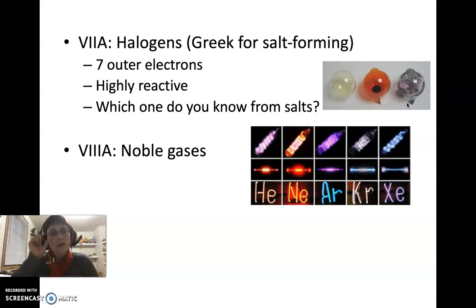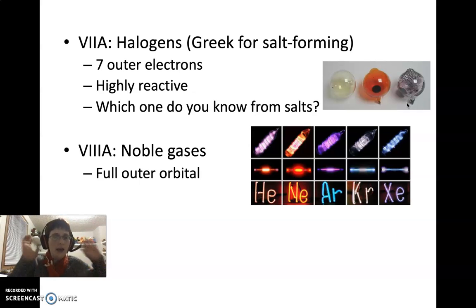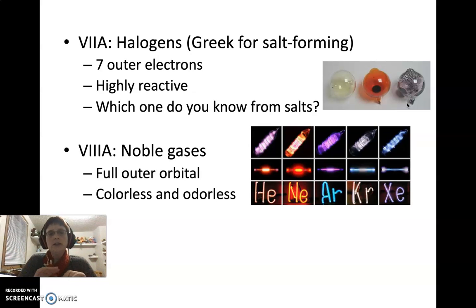The last group, group 8, that's the far right-hand column. These are the noble gases. They have a full outer orbital, meaning they do not have any missing electrons in that outermost shell. So their outermost shell is completely full. So they are completely cool to sit by themselves. They are going to be colorless and odorless, unlike the other gases that you find in the other parts of the periodic table. Some of the other ones are colorless and odorless, but these are all colorless and odorless. It's one of the features of the group.